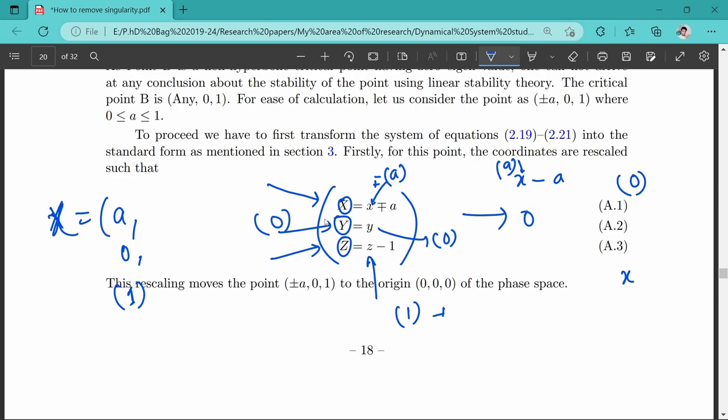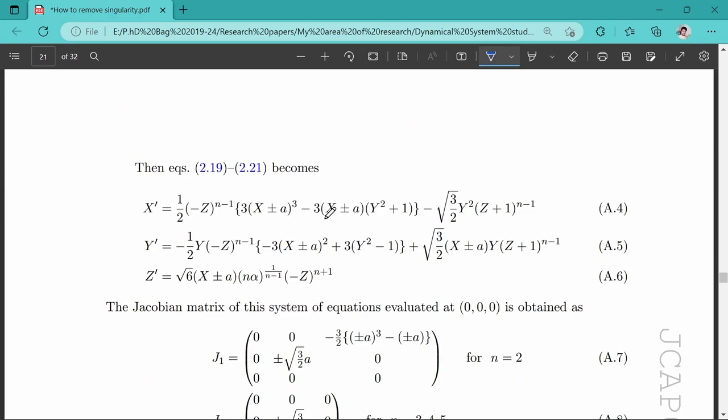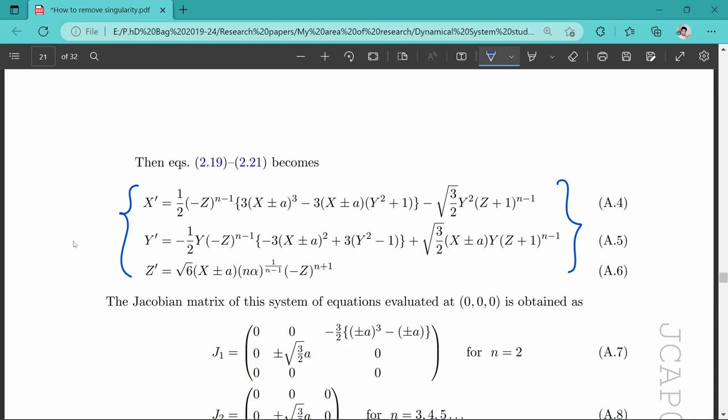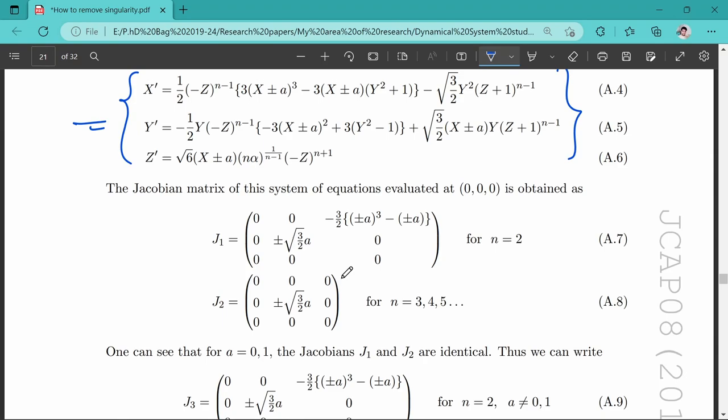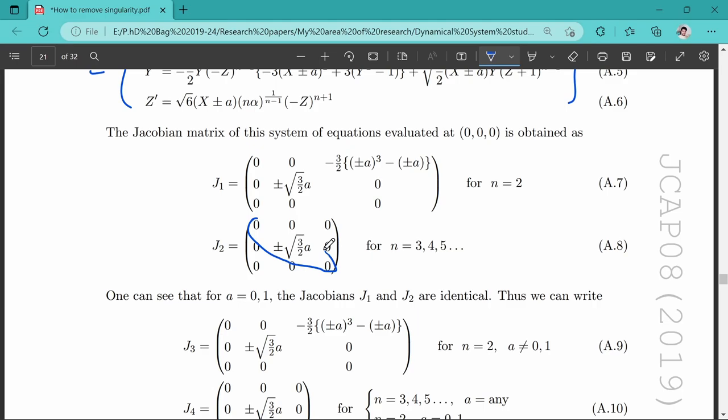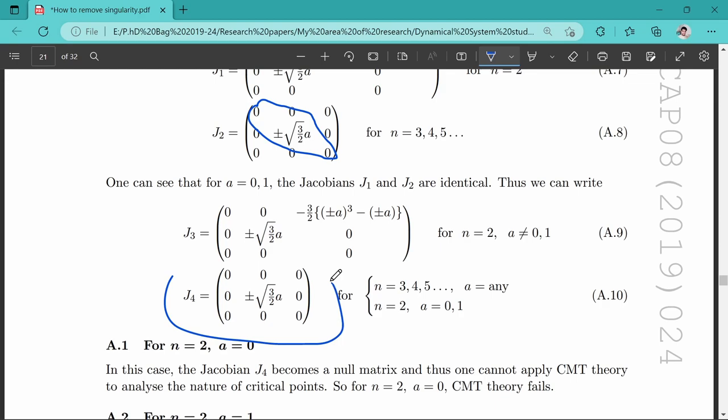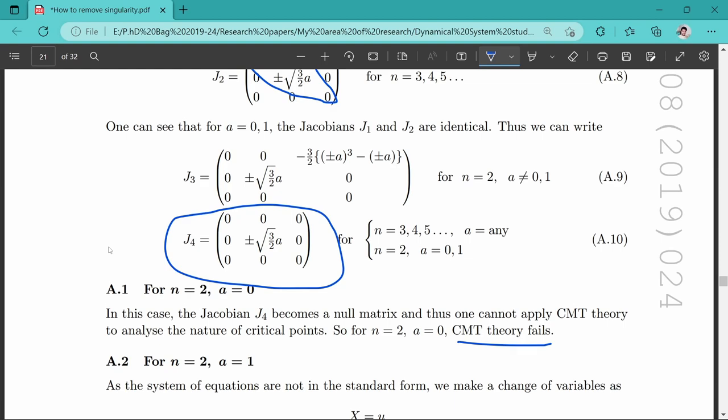Now you have to rewrite the autonomous equations 2.19 to 2.12 in this form, X prime, Y prime, Z prime. Now you can evaluate the matrix and see that you have a non-trivial matrix where there is only one part and it is a diagonal matrix, so you can easily find the eigenvalues corresponding to it. If the Jacobian itself is going to be zero, then the center manifold theory cannot be applied, because the matrix should not be a null matrix. Hence the center manifold theorem fails. If a is anything other than zero, then you can apply the center manifold theorem.